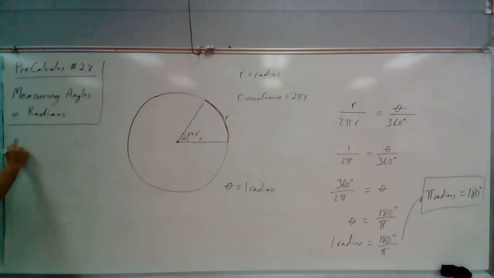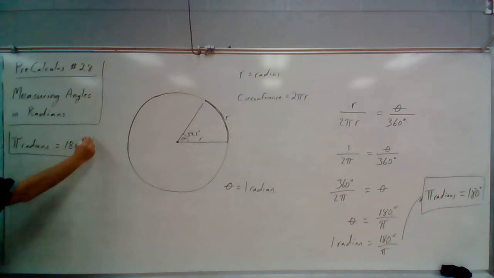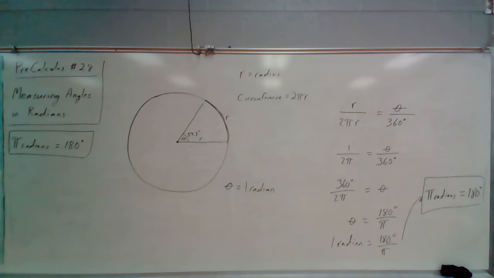So pi radians is equal to 180 degrees. So extremely important. You need to memorize this. You need to know this. You also need to know how we got it, how we came up with that.